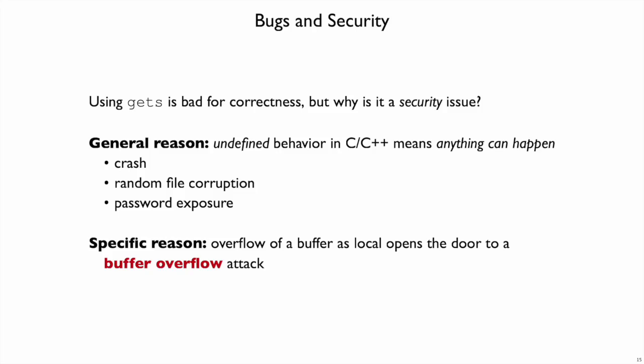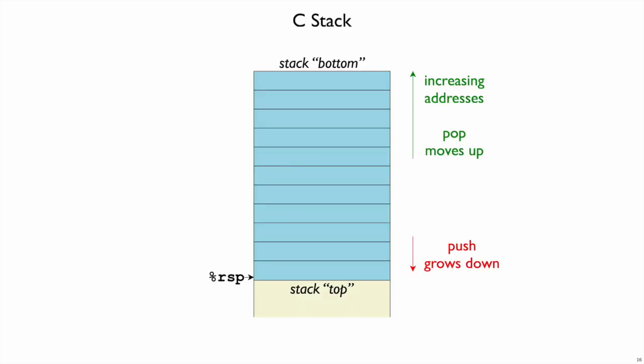To understand how buffer overflow can be turned into a buffer overflow attack, we need to go down a level of abstraction, to look through the level of abstraction that C and C++ give us and look at the underlying machine model, the machine code, and the stack as managed by the operating system. The C stack is where local variables, like name, are stored.